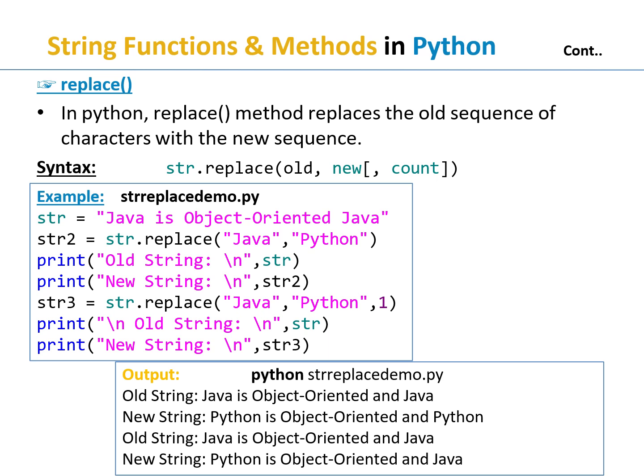Then the next step is str3 equal to str.replace Java, Python, 1. Here the print statement is old string \n str, and then new string \n str3. The output is old string equal to Java is object oriented Java, and new string is Python is object oriented Java. Only the first Java is replaced by Python.